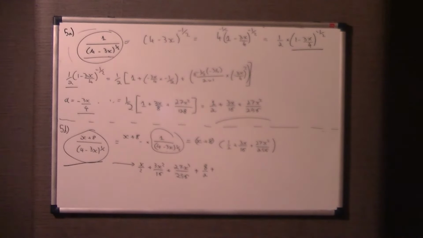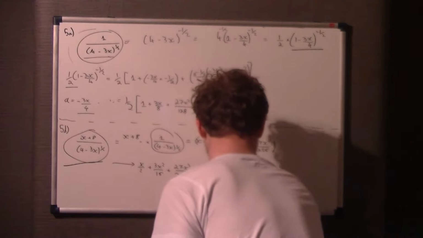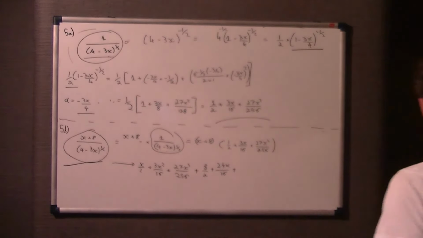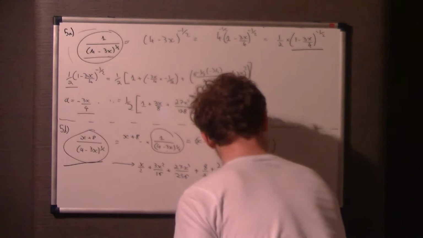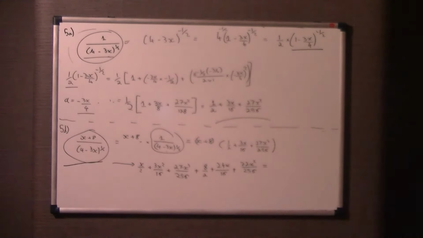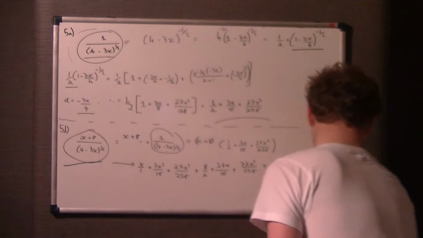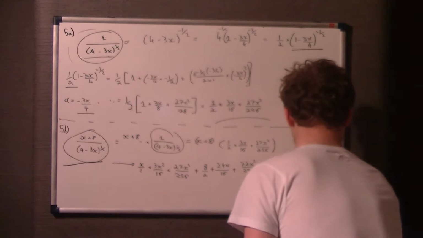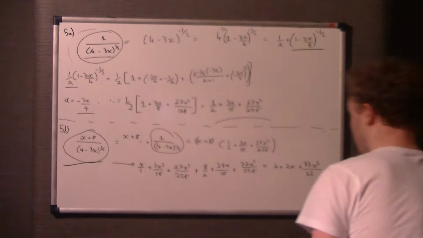Okay, so with the calculator, you add 24x over 16, and then the final term is 72x squared over 256. And then if you simplify that down, make that 4, and shove it all together, you should get 4 plus 2x plus 33x squared on 32, sorry. Is that right? Yep, as the final answer.